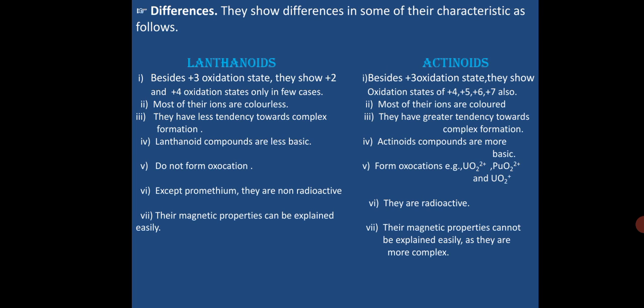Lanthanoids, except promethium, are non-radioactive, but actinoids are more radioactive. Just as I was telling you, they are highly radioactive in nature. Except thorium and americium, they possess high densities and all are radioactive in nature. The magnetic properties of lanthanoids can be explained easily, but in case of actinoids, their magnetic properties cannot be explained easily.